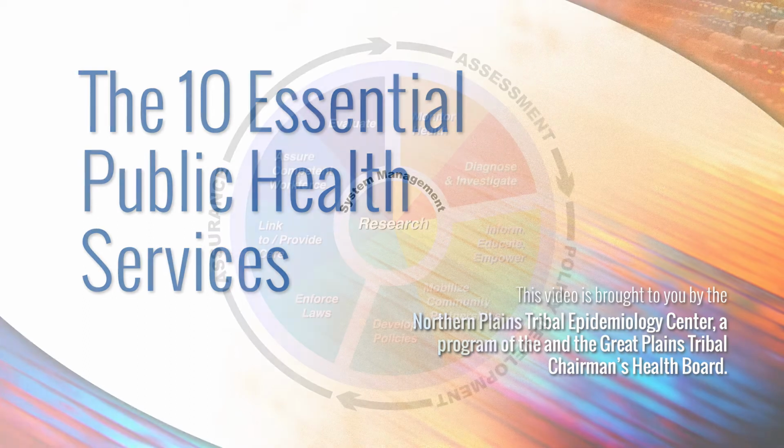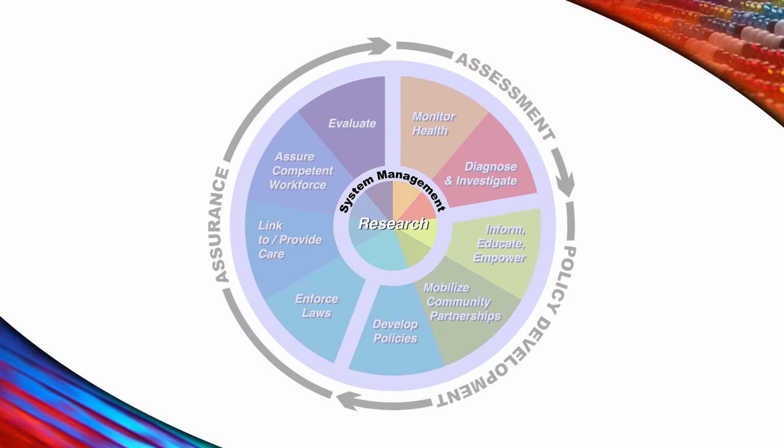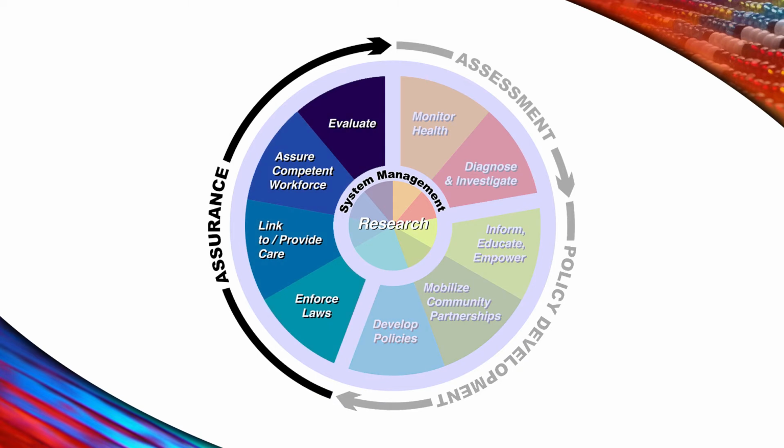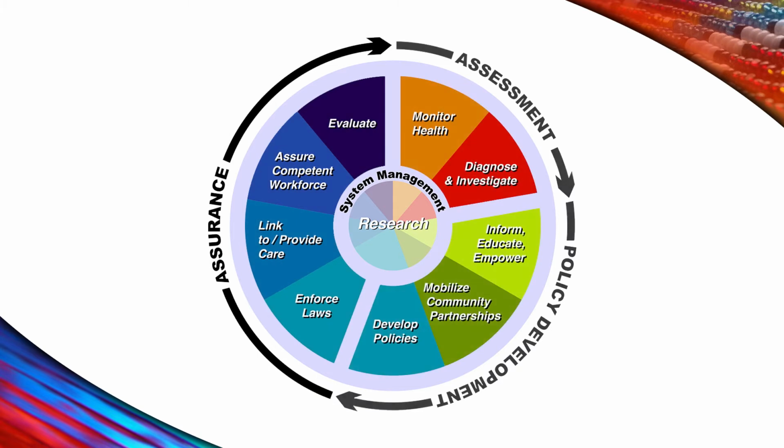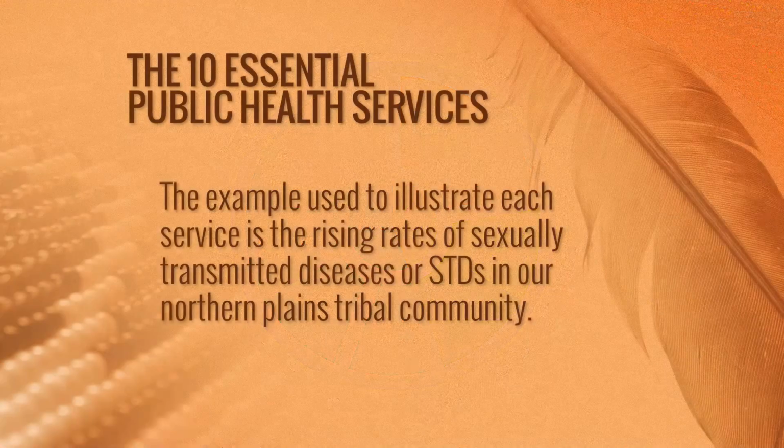There are 3 identified fundamentals for public health: assessment, policy development, and assurance. The 10 essential public health services fall under those fundamentals. This video briefly describes the 10 essential public health services and shows why they are essential to managing public health. The example used to illustrate each service and support prevention is the rising rates of sexually transmitted diseases, or STDs, in our Northern Plains tribal community.